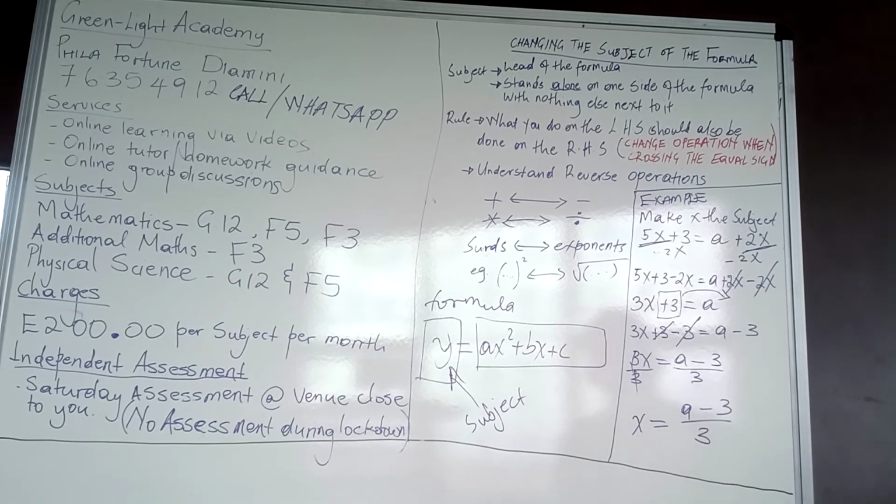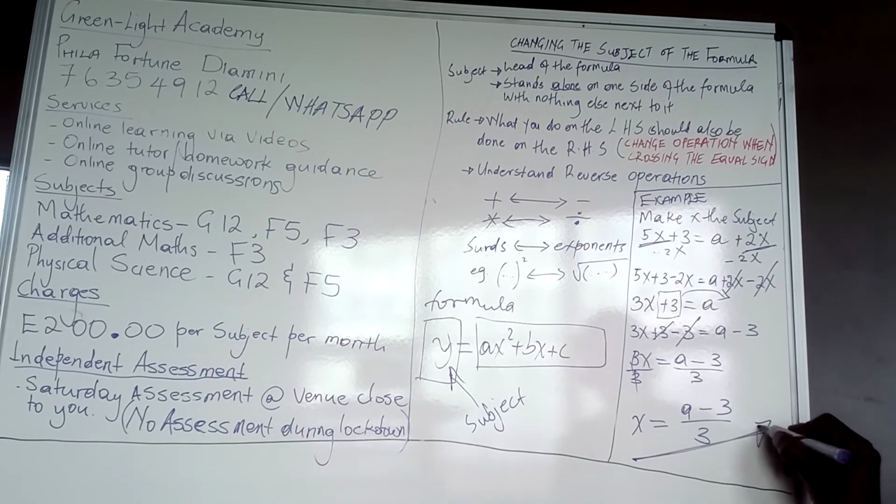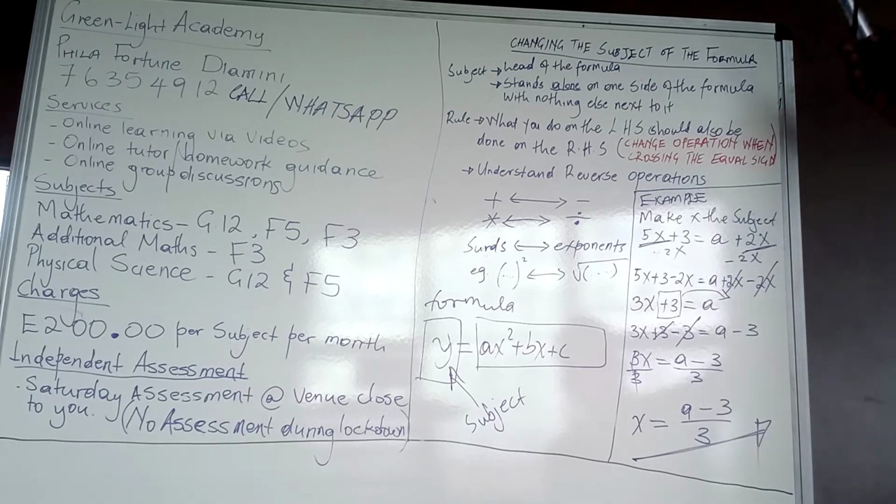over 3. Now once it is like this, x is standing alone on one side of the equation and nothing else is attached to it, everything is on the other side, then we say x is our subject of the formula in this case. So basically that's how you go about changing the subject of the formula.